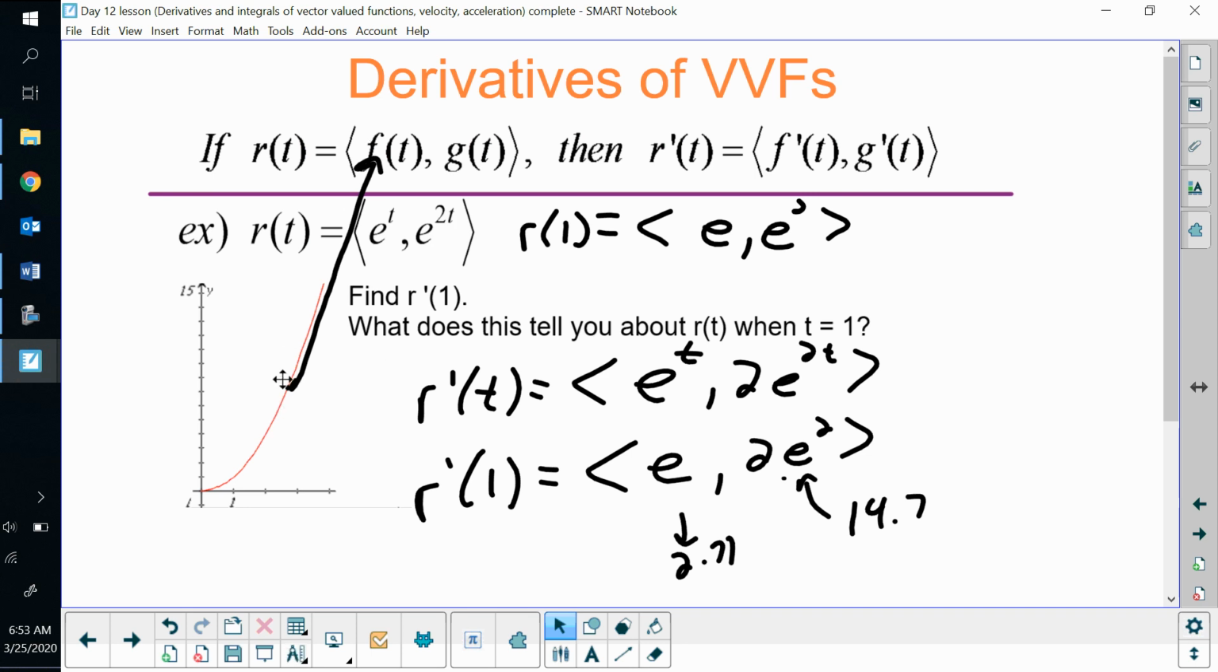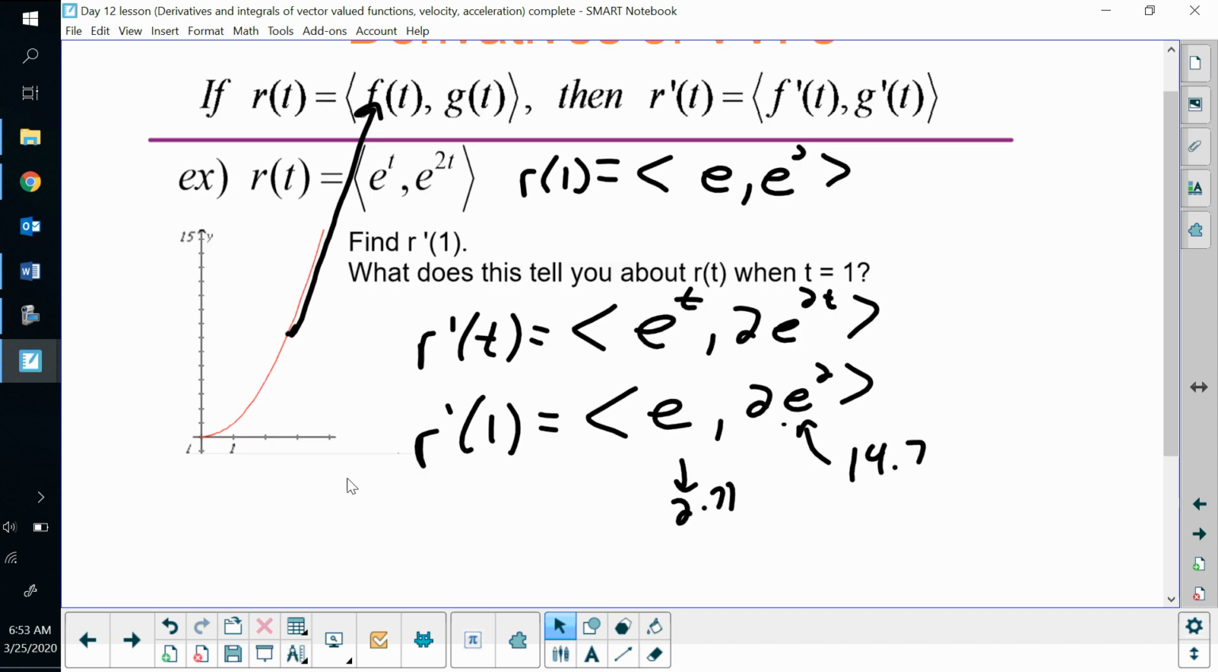So it shows us at that instant the steepness that you're traveling. It tells you the direction you're traveling at that instant. And we'll see in a second the length of this vector here is actually what will tell us the speed at that instant.